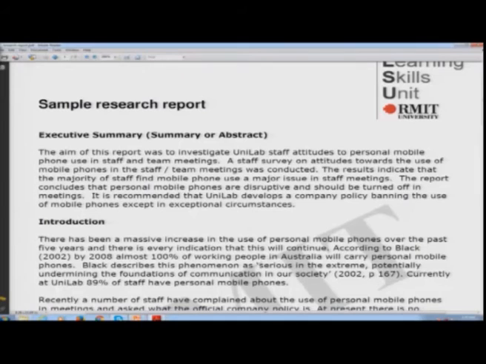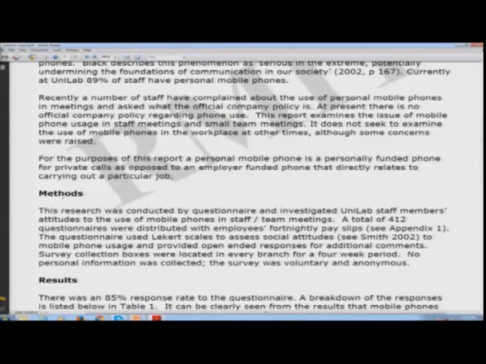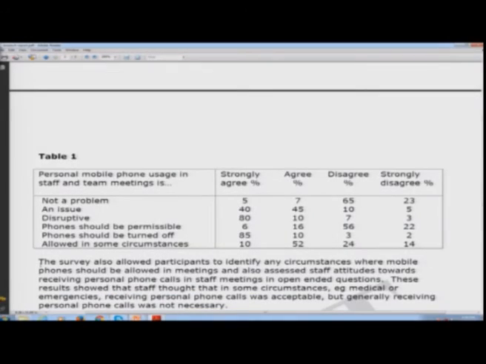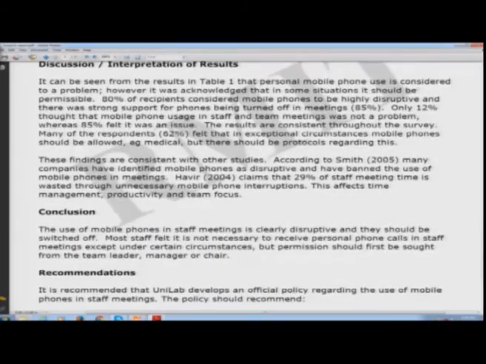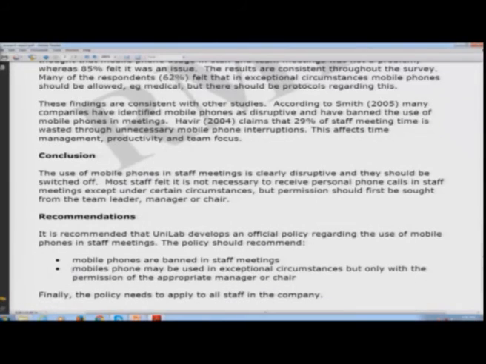So, let us first look at the subsections here. This is executive summary, or you can also call it a summary or an abstract. Then you have introduction section, then methods here, then results. Under results some tables you find, then discussion, also known as interpretation of results. Then you have conclusion, then recommendation. This is a specific section, probably this is something to do with research. We will look at it in detail.